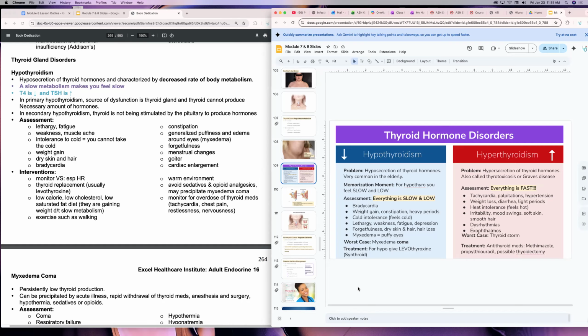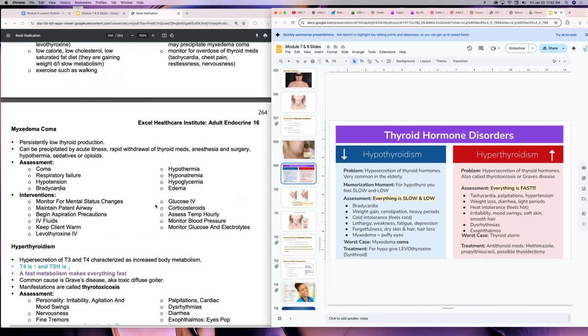The worst case scenario of hypothyroidism is myxedema coma. And I want you to underline the coma because it literally can lead to a coma, okay? So the treatment for hypothyroidism is to give levothyroxine. So for hypo, you give levo. All right?